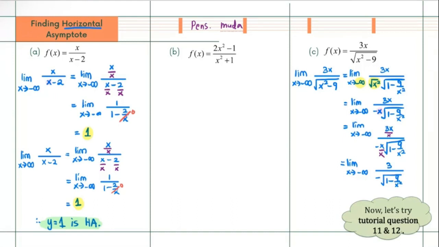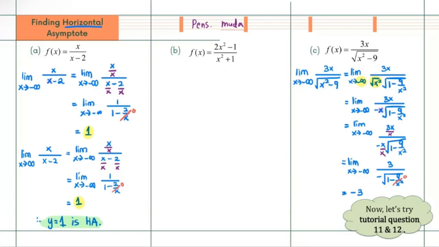So once you substitute the value of infinity dalam 9 over x square ni, kamu akan dapat kosong. So therefore you are going to end up dapat negative 3. Sebab 3 bahagi negative of square root 1, kita akan dapat negative 3. Okay, ini baru kawasan negative infinity. Oh, tak muat pula. Okay, saya tunjukkan lagi satu kat sini lah.